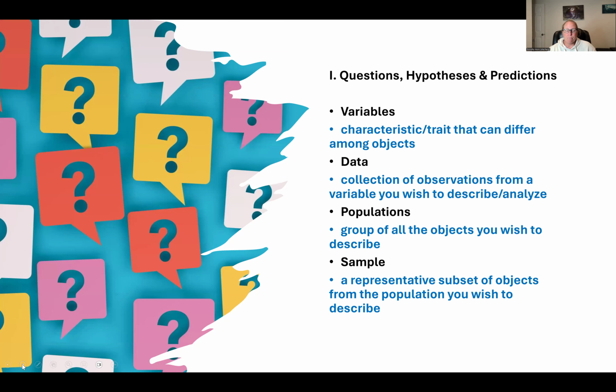Okay. We have different variables. So those are characteristics or traits that can differ among different objects. Data is the collection of observations from the variable that you are hoping to describe. These are just definitions. Population is the group of all objects that you wish to describe, and then your sample is a representative subset of the object.